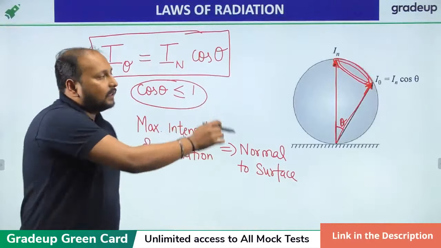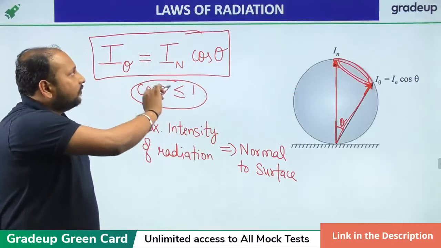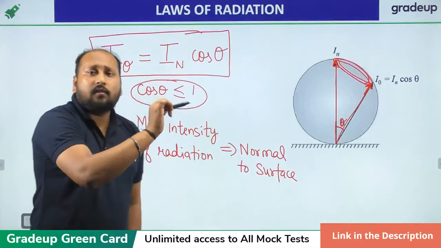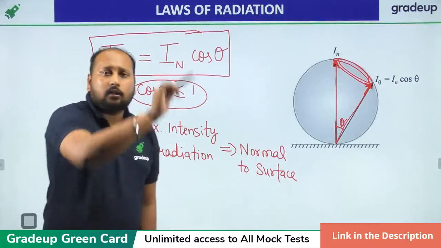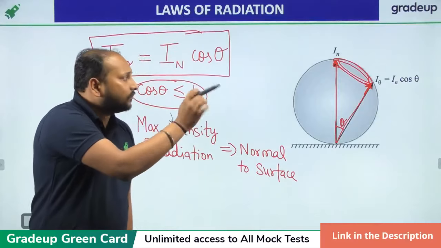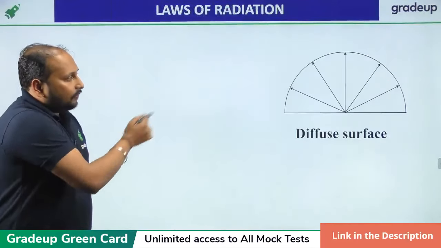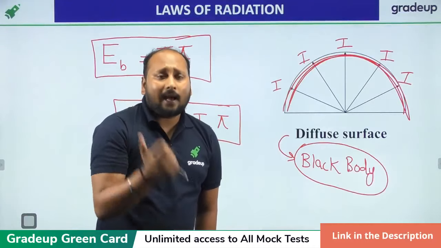After that, we applied this concept onto this body, and we understood there is one law, which is Lambert Cosine Law: I theta is equal to the intensity of radiation at any angle, which equals the intensity from the normal to the surface multiplied by the cos of the angle between the two. Clear?